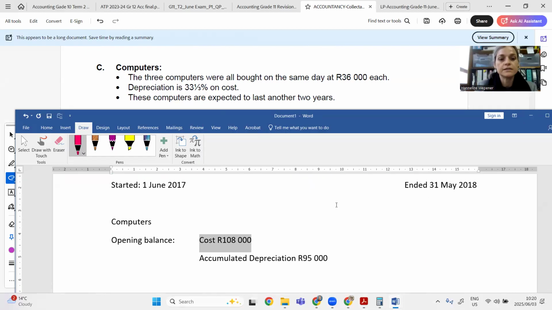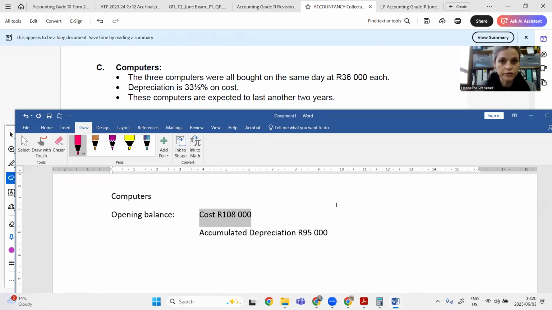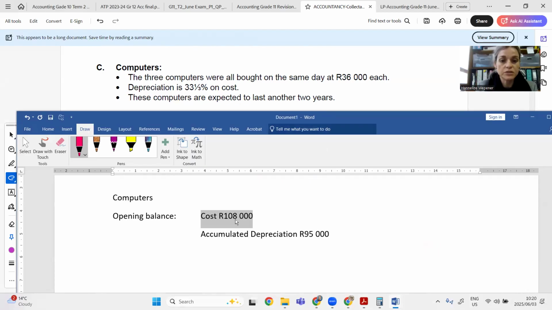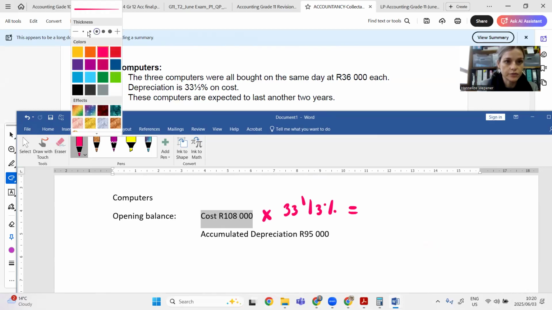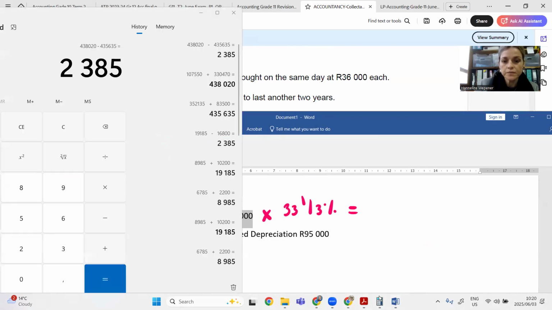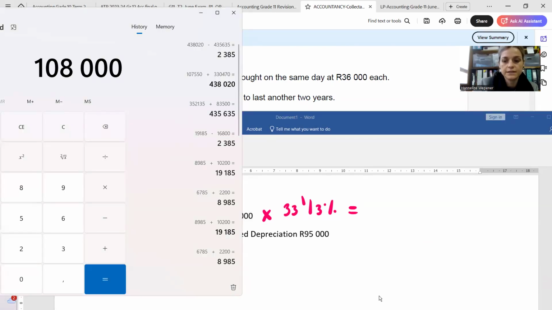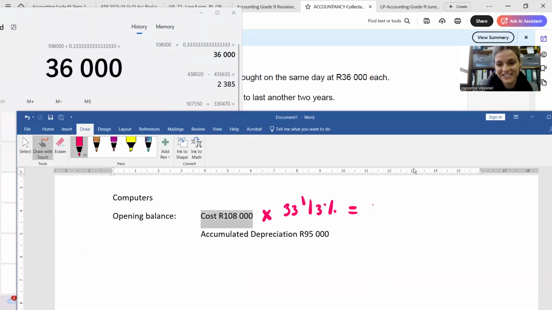So what they're saying is that this is the computers that you had for the full financial year. You didn't dispose of anything. You didn't purchase any other computers. So this is what you are working with. And these assets, these computers, you have to calculate depreciation of 33.33% for the full financial year because you owned these assets for the full financial year. So 108 times 0.333333, because 33.33333%. And then you will see that that gives you 36,000.